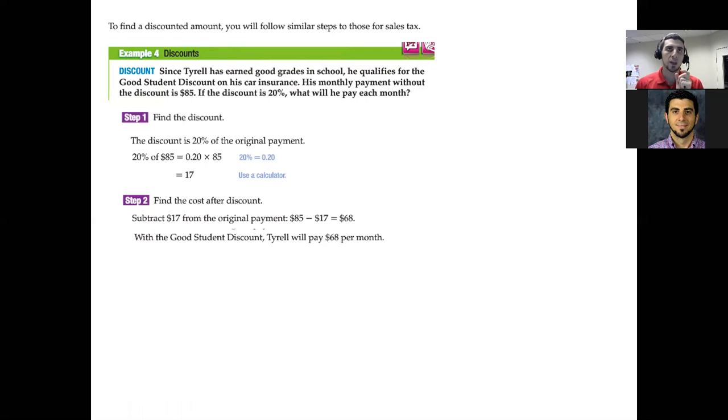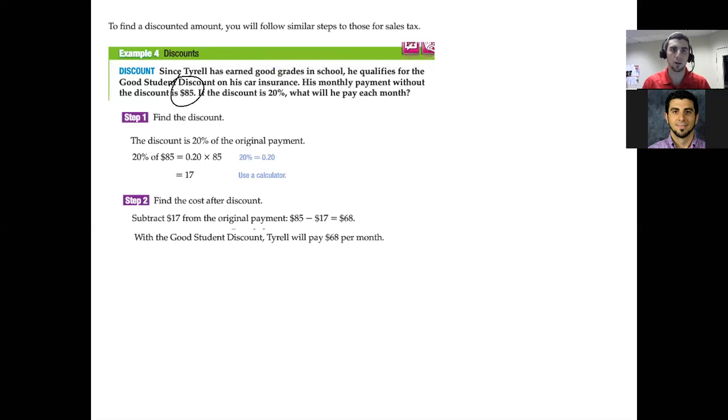If you get a 20% discount, think about this. They take 20% off. How much are you still paying, though? What percent? They take 20% off. Did you get 80%? Think about it. $85 represents 100% of the payment for his car insurance. If they take 20% off of the 100%, they're taking off 20%, which means that 80% is still left.